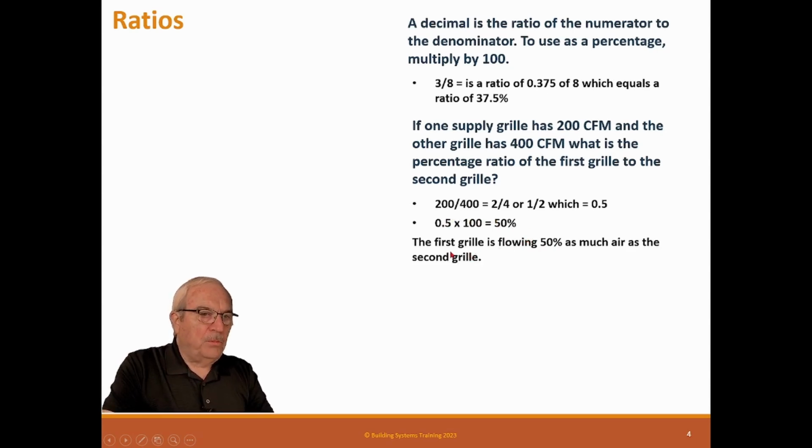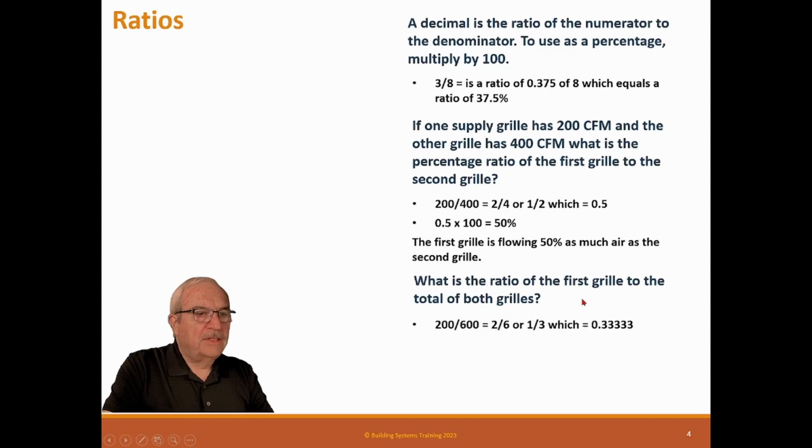Now, what if the first grill is flowing 50% as much as the second grill? What is the ratio of the first grill to the total of both grills? So then that would be 200 over 600, which equals 2/6 or 1/3, which equals 0.3333. And you multiply that times 100 to get 33.3%. So that's how ratios work. And ratios, we use a lot of ratios. It's easy to move between one capacity and another by using a simple ratio.